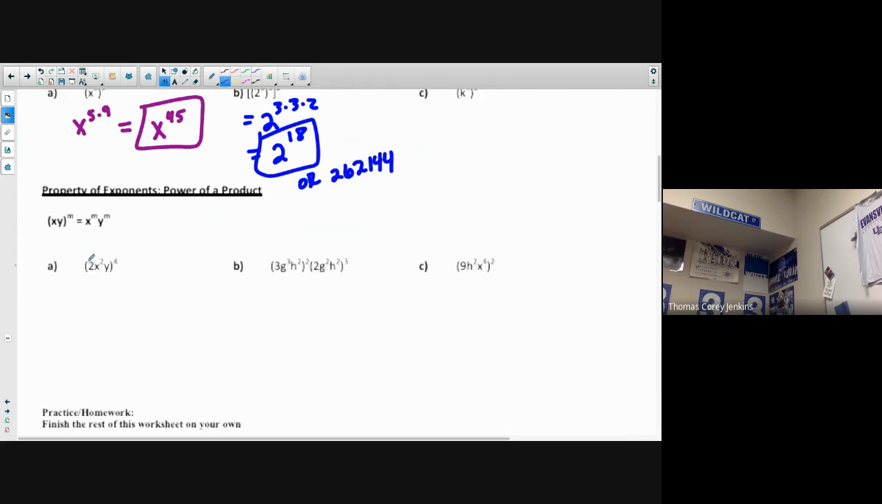In the parentheses here, I almost think of this as 3 separate powers. You have 2 to the 1, x to the 2, and y to the 1. All right, that's how you have to think through these.